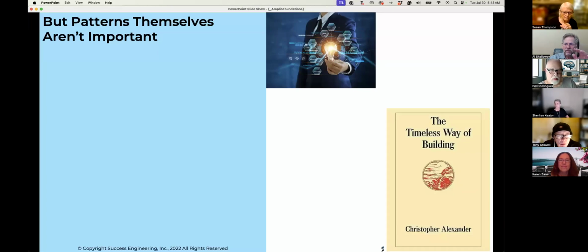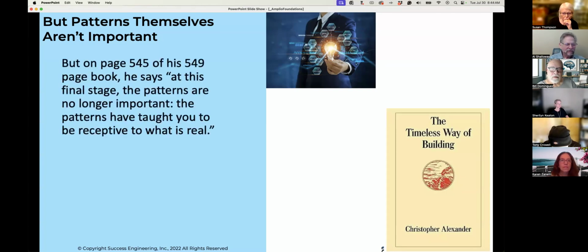Now, what's interesting, and I've alluded to this, but I just got to throw this in. I love this book, and one of the things I love about this book is if I opened up to page 545, it's funny, I'm not one of these people who can quote where things are by having read it, but I know this one because right here it says at this final stage, the patterns are no longer important. And the reason is the patterns themselves aren't important. What's important are the relationships, the forces, the issues that the patterns talk about.